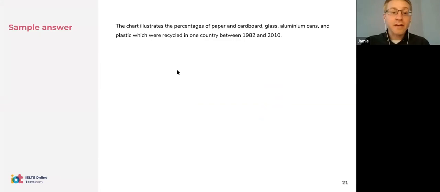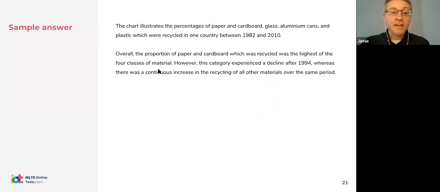We then have the overview, introduced with "overall": the proportion of paper and cardboard which was recycled was highest of the four classes of material. However, this category experienced a decline after 1994, whereas there was a continuous increase in the recycling of all other materials over the same period. So that's my overview statement describing two of the main trends.